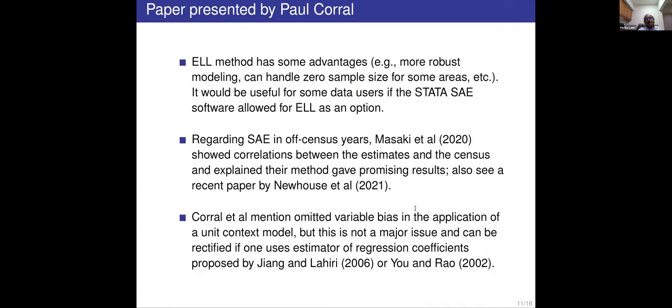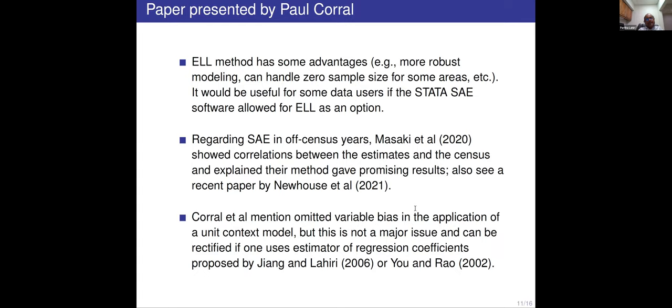Although I like very much the EB method or HB method, I would like to give some credit to the ELL method, which is basically a synthetic method. It's a more robust modeling, doesn't need a normality assumption. It can handle zero sample size, et cetera. And so I wonder whether the parametric bootstrap, when you use normality, will do well when the ELL method uses completely different types of modeling. In fact, they also use variance modeling, a very complicated method. So this is something one can explore in the future, I think.